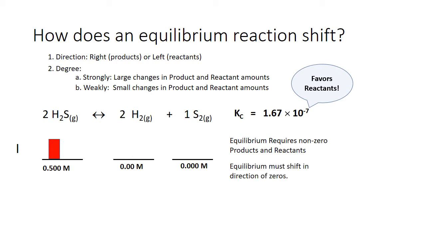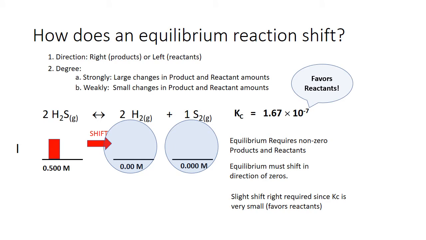And so here, in this case, we can see that the equilibrium must shift in the direction of the two places we have where zeros are found. So in order for this equilibrium to be reached, it must shift to the right to create an amount of H2 and an amount of S2 that is not zero. It'll be a very small shift, however, because the equilibrium constant still favors reactants. And so once equilibrium has been reached, everything, or most everything, should be on the reactant side with only small amounts of product, just enough to satisfy the law of mass action and determine an equilibrium constant.